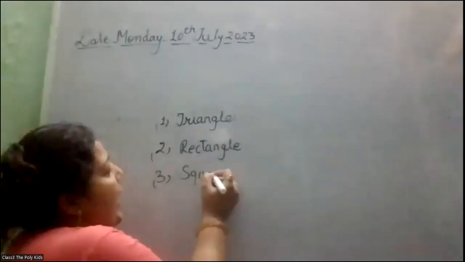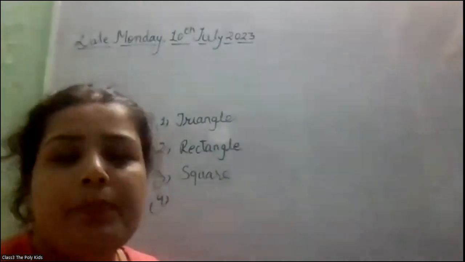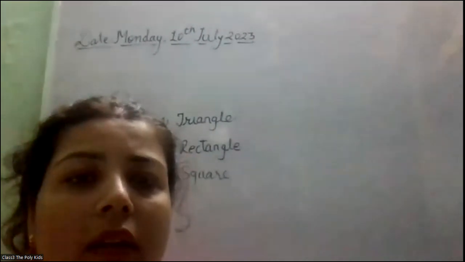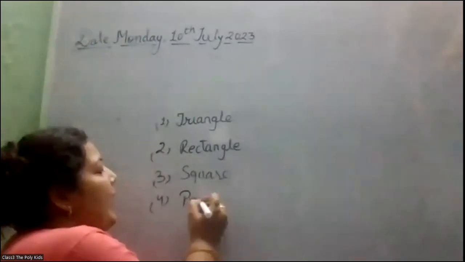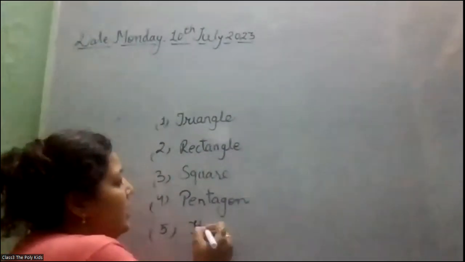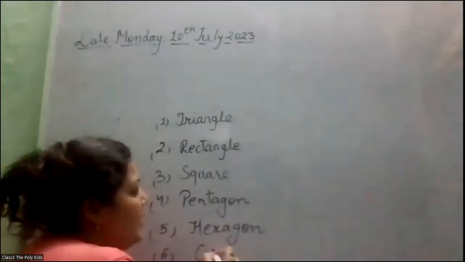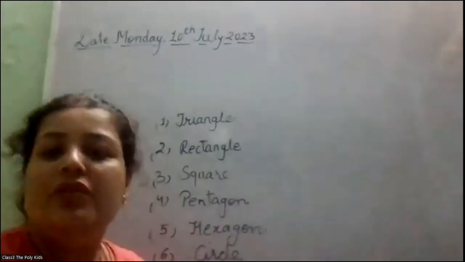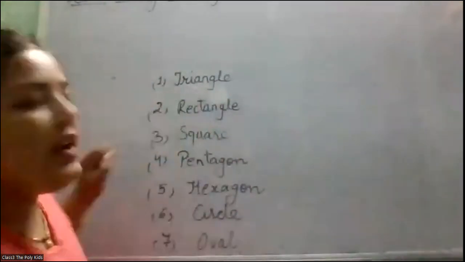That is square. After square, what is that? That is pentagon. Very good. After pentagon, that is hexagon. And then circle. And the last one is oval. Right? The last one is oval. Yes, ma'am.